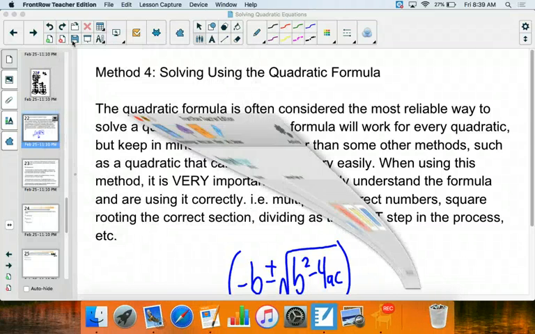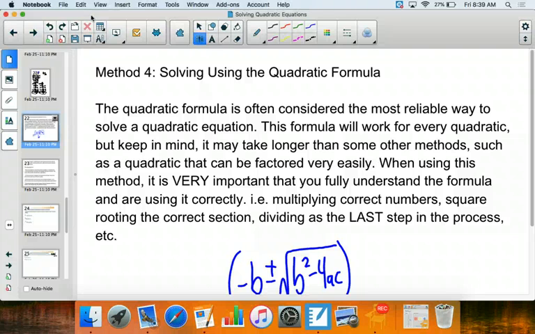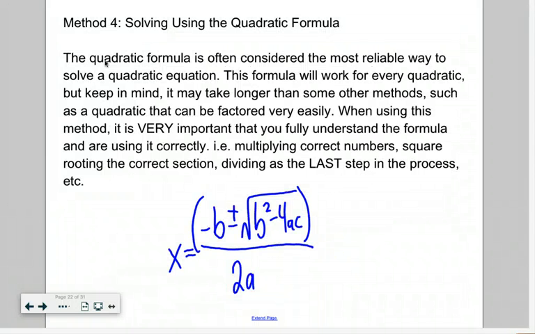All right, so in this fourth method, we're going to be looking at using the quadratic formula to solve quadratic equations. Again, this is something you're familiar with from previous courses. You've seen the quadratic formula before. We've even been using it within this unit itself. But just remember that sometimes using the quadratic formula is a little bit more cumbersome. It may take you longer to use, and there's a little bit more room for error.